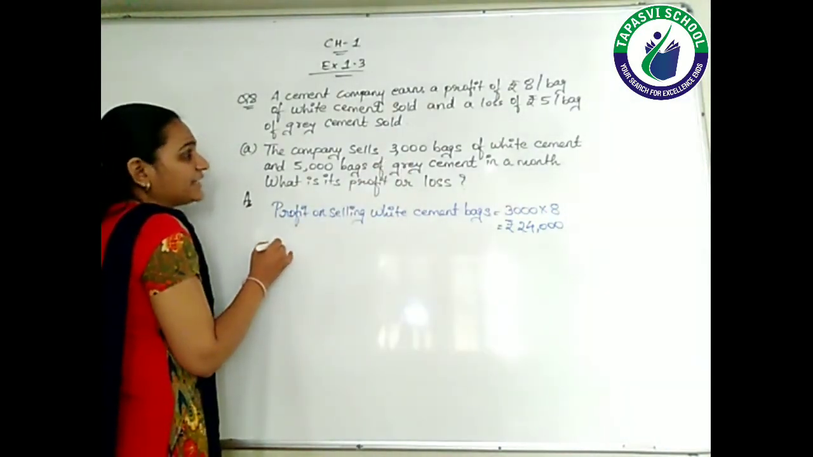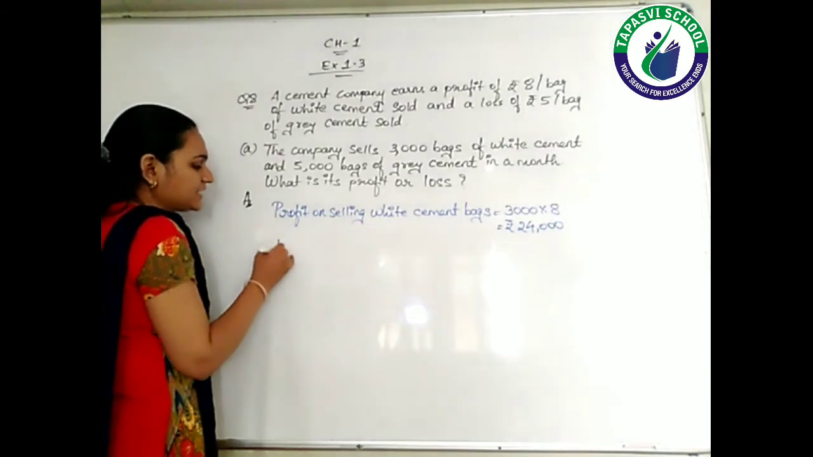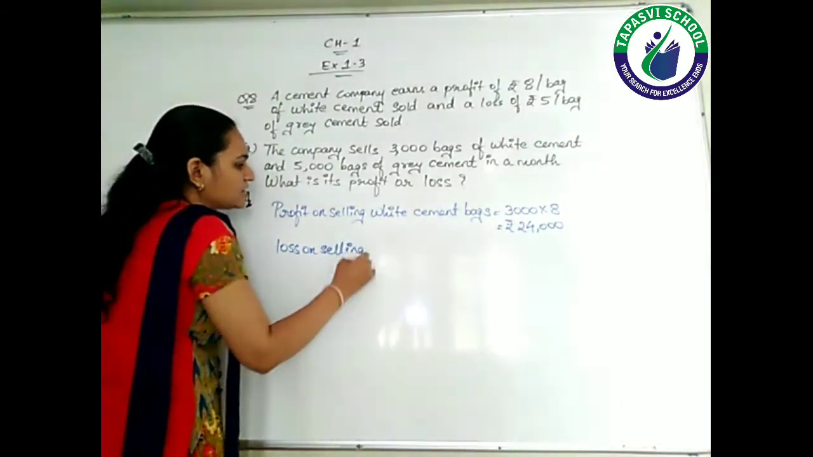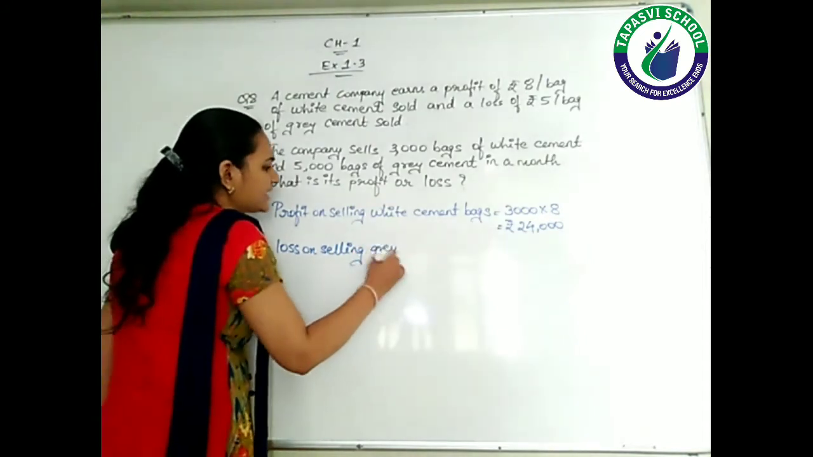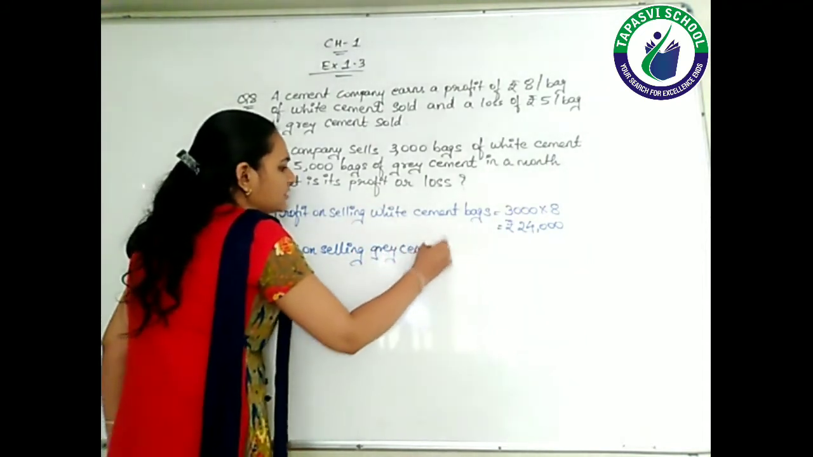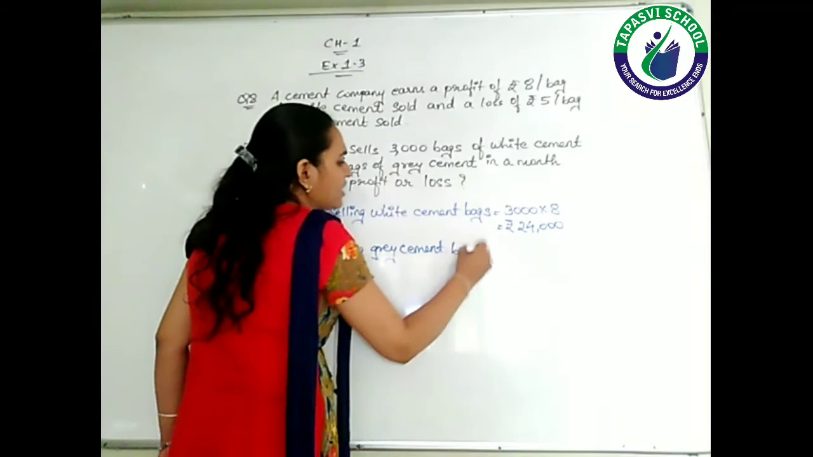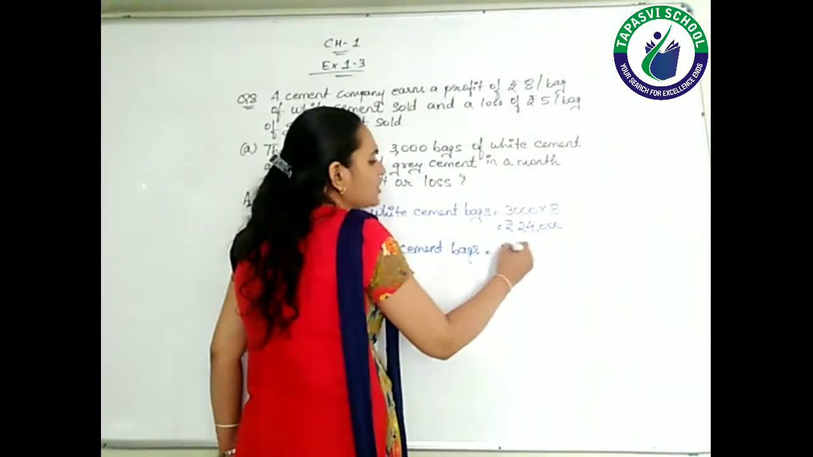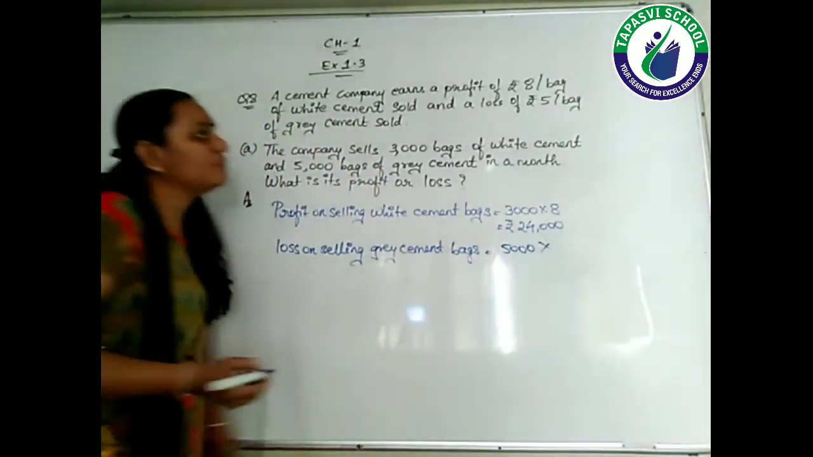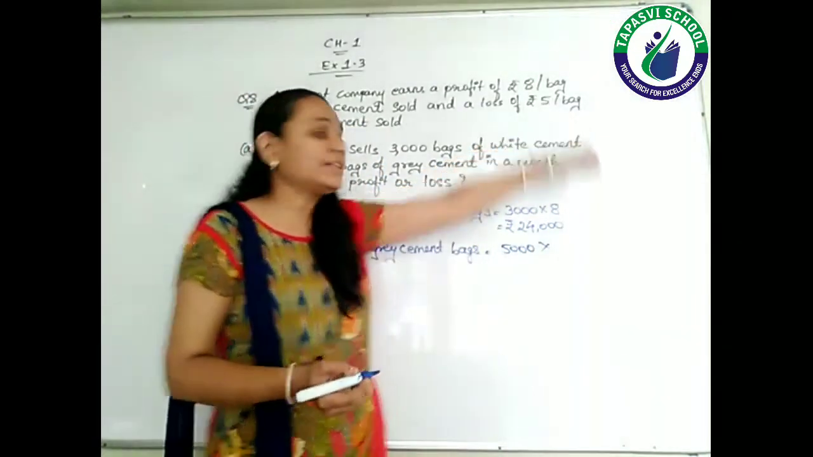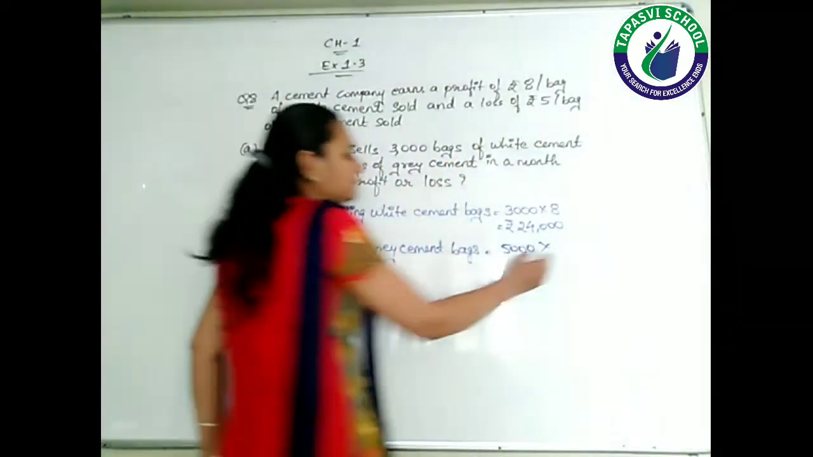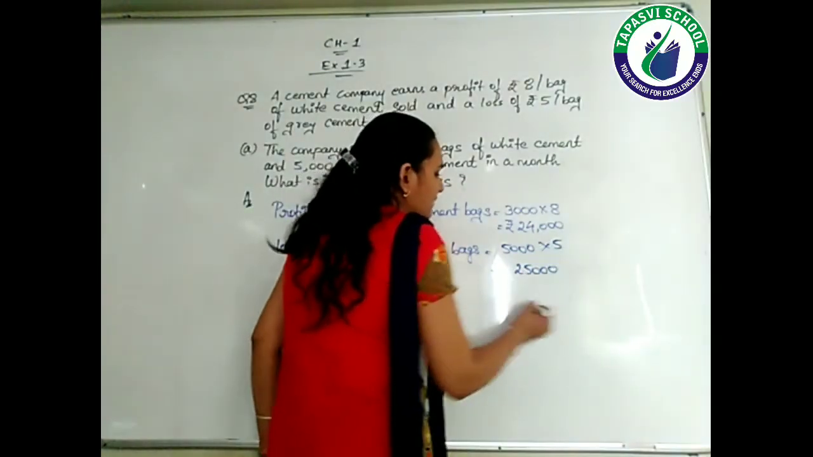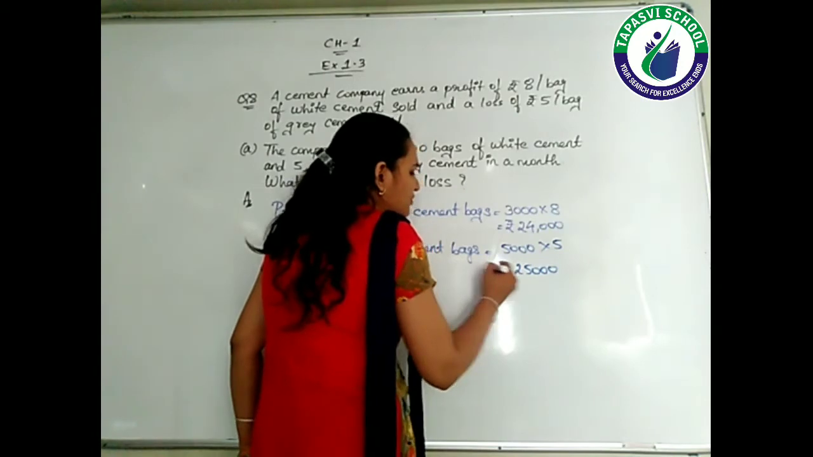Now, another is the grey cement. Obviously, we are incurring a loss on selling the grey cement, students. So loss on selling grey cement bags. Now how many bags they are selling? 5000. Now the loss on one bag is 5 rupees. So 5000 multiplied by 5 is 25,000. So 25,000 rupees loss.